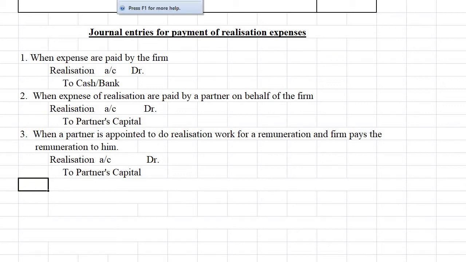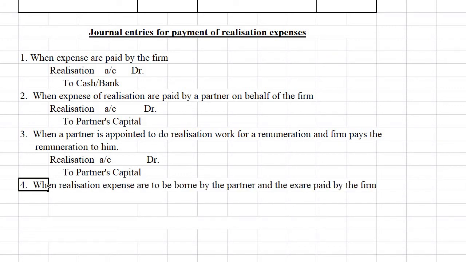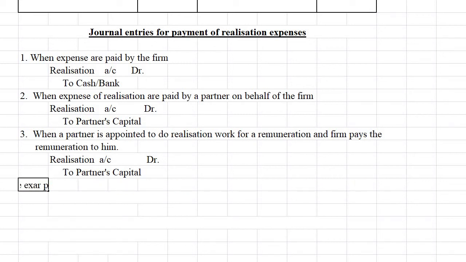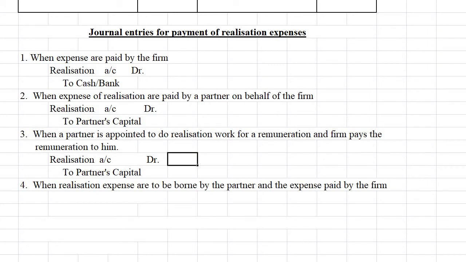Now next case, when the realization expense is borne by the partner and the expense is paid by the firm. When the realization expenses are borne by the partner, that means the partner has to meet the expense, but here instead of the partner, the firm paid.